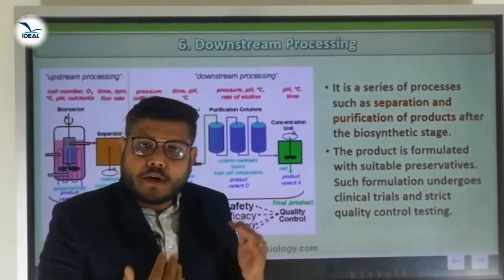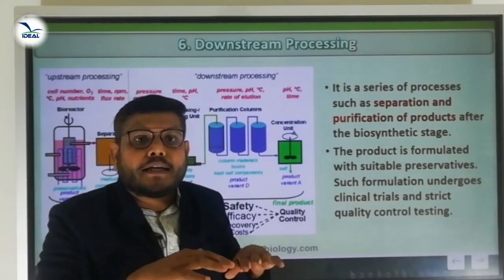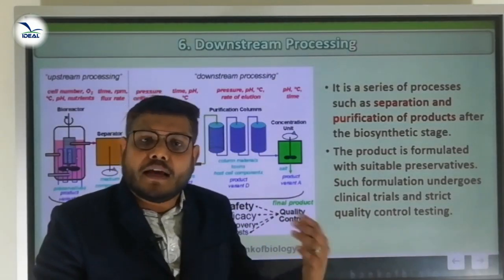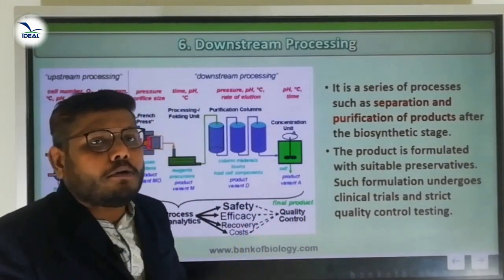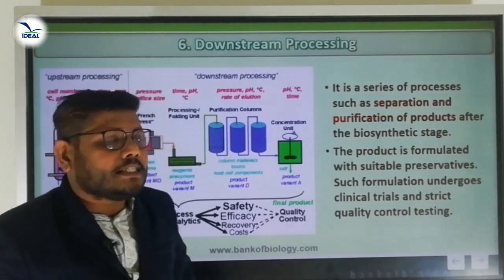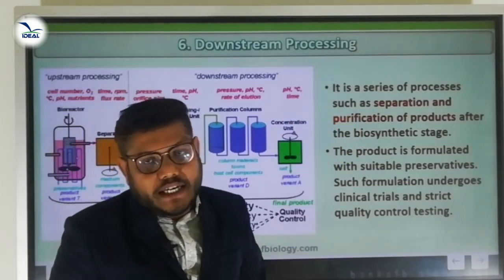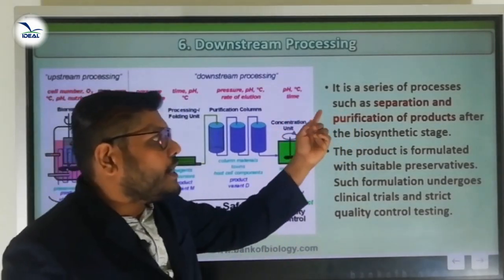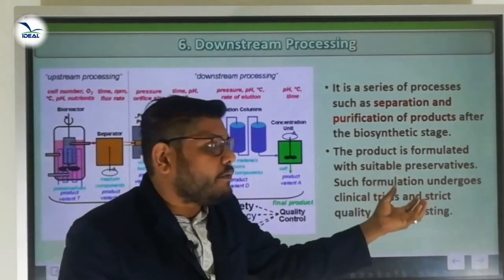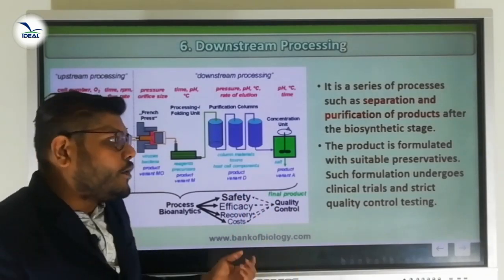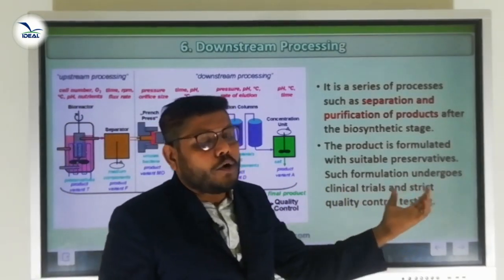So we got a product from the bioreactor, but that product is not pure. So that is the reason why that particular product is extracted and purified from the culture medium. That process is said to be downstream processing. How can we do that particular process? It is a series of processes. First one, separation and purification of the desirable product after the biosynthetic stage. After that, adding suitable preservatives. If it is any drug, we go to the next step, clinical trial test, and finally quality control test.